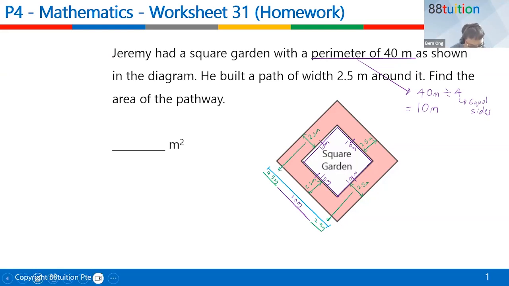So we can find the entire length of the outside, which is 10 plus 2.5 plus 2.5. It's actually 15 meters, which means that the outside is 15 meters by 15 meters. Do you understand? If you understand that, I think the answer is 125.